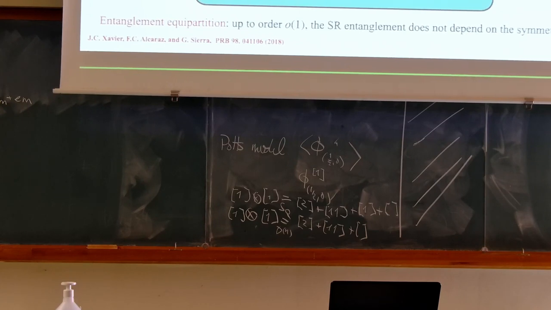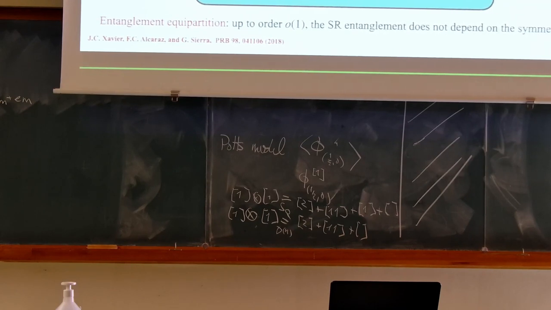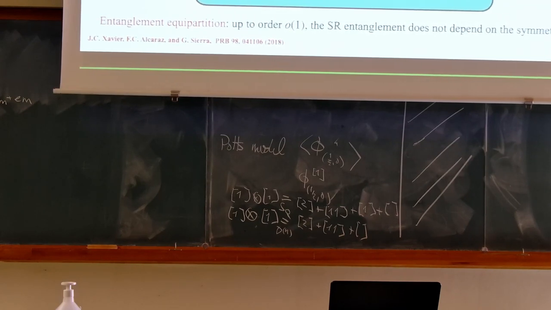Okay. Now, the very interesting fact is, if we construct the symmetry resolved entanglement by taking the log of this divided by Z1 to the n, many things cancel. And the symmetry resolved entanglement is equal to the total entanglement entropy at order log L. So at order log L, the symmetry resolved entanglement is just the total entanglement. And this fact was called entanglement equipartition by Alcaraz and Sierra in this seminal paper of 2018.